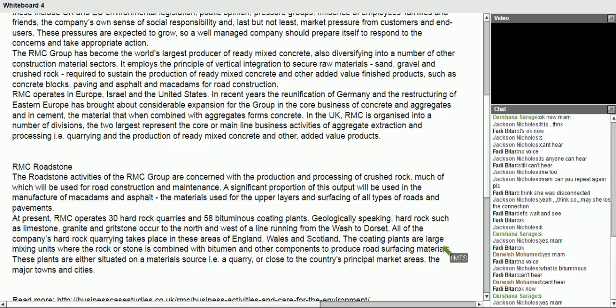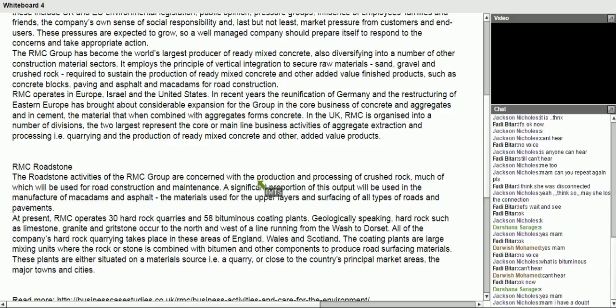Okay. So they produce everything which is used as a raw material in the construction of buildings and roads. This is what we can say.